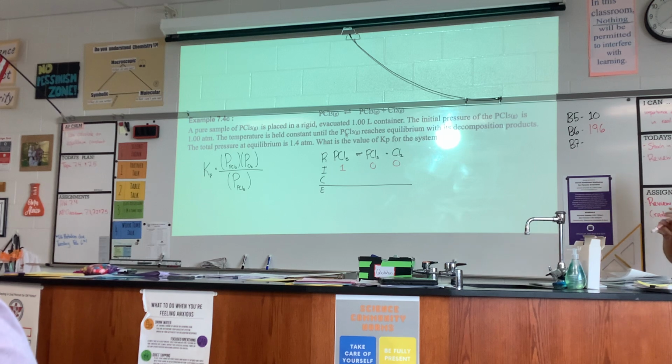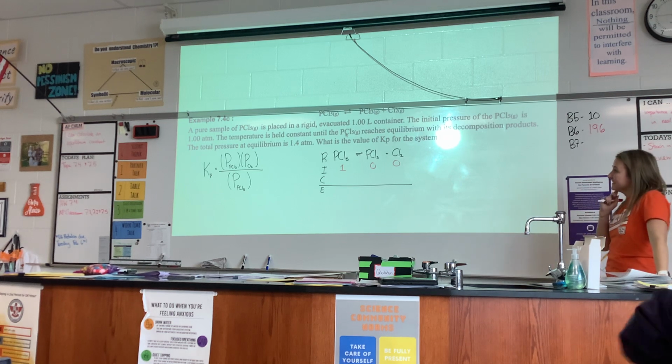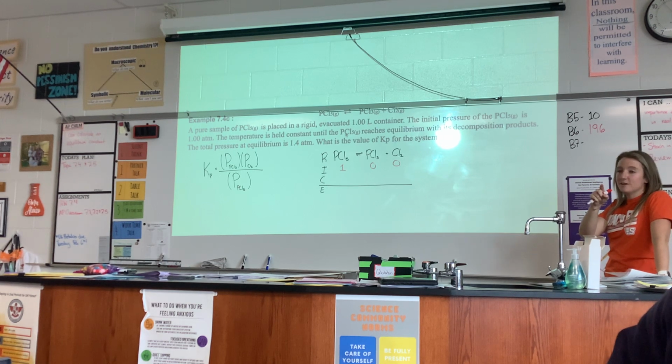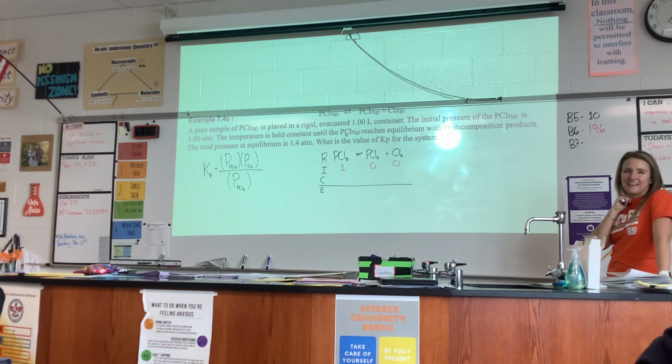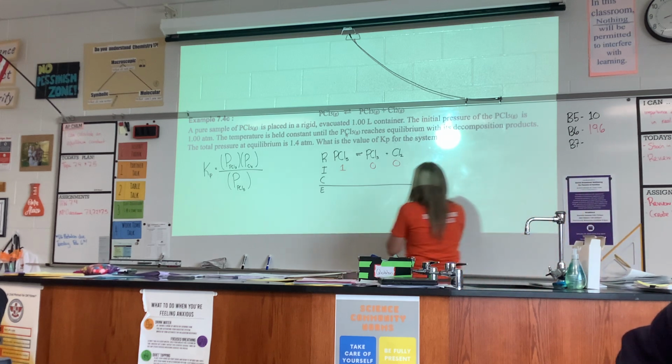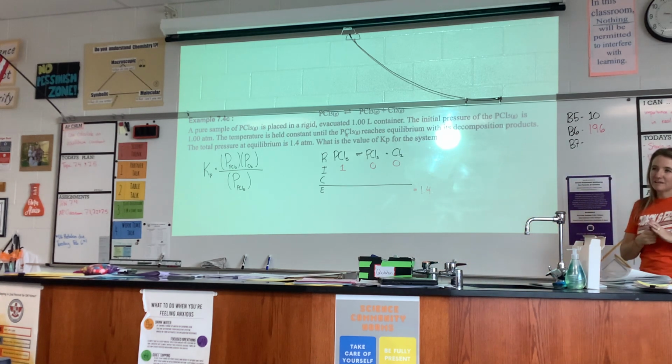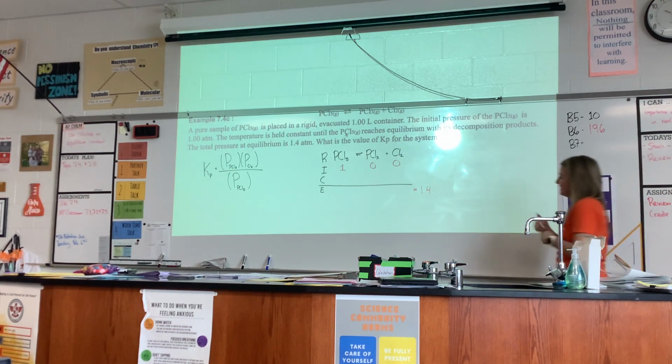What else is told initially? Eva? You know that the pressure at equilibrium for PCl5 is 1.4. Close. Read it one more time. What is that 1.4? Total pressure. So this one doesn't give us any of our E's directly. What does that 1.4 have to do with it? All of these are going to equal 1.4. Everyone see the difference there? Because it's a total pressure.